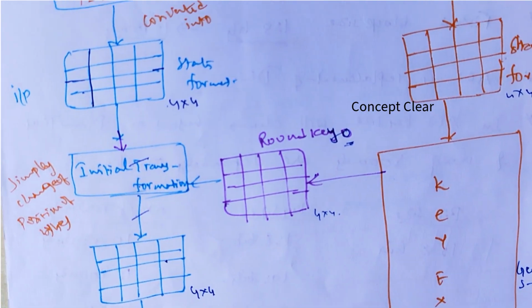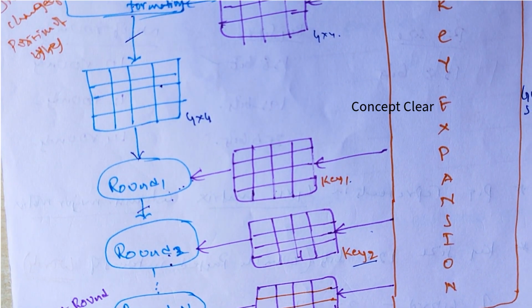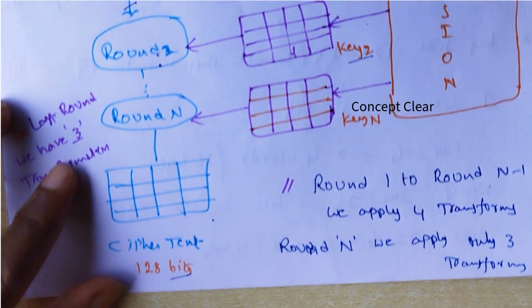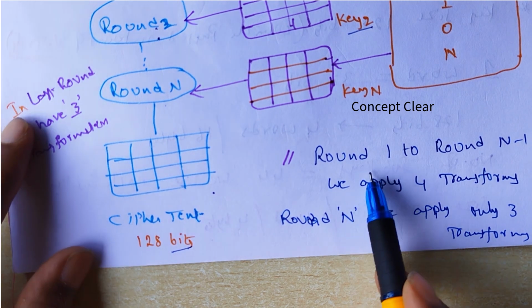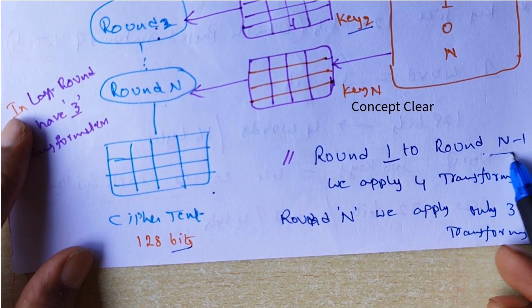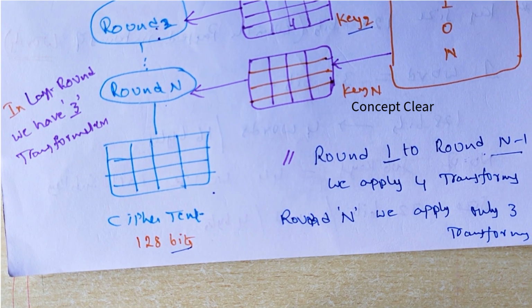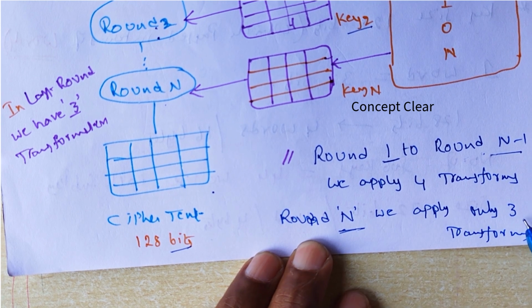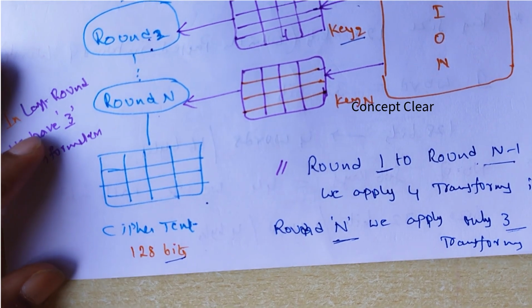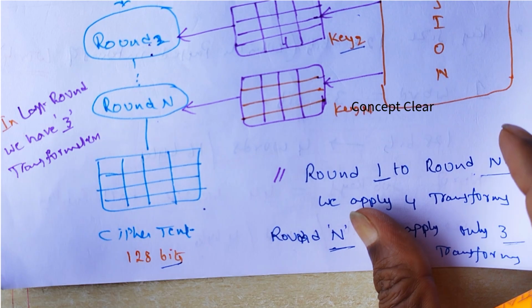Okay, this is about the AES algorithm. The important point is that from round 1 up to round n minus 1, that is, in each round before the last one, we will perform 4 transformations. And what about round n? In the last round, we will perform only 3 transformations. What operations happen in the rounds, we will see in this video.